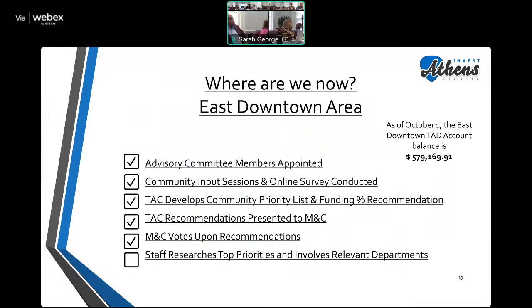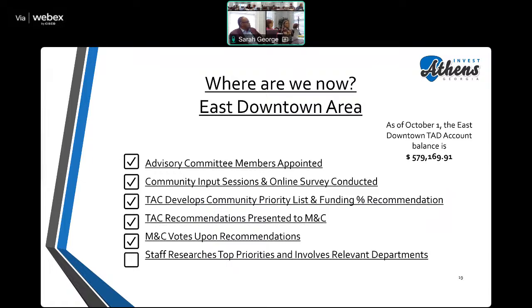So we'll go through each one really quick and give you an update. In the right corner, you can see the current balance of the increment. East Town is the furthest along right now. Y'all have voted on their recommendations, and the next step is to start researching those top priorities. To Commissioner Myers's point, we'll figure out if there are ways to leverage other things that are happening that align with those priorities, and also involve our teammates in TPW, public utilities, or housing and community development.